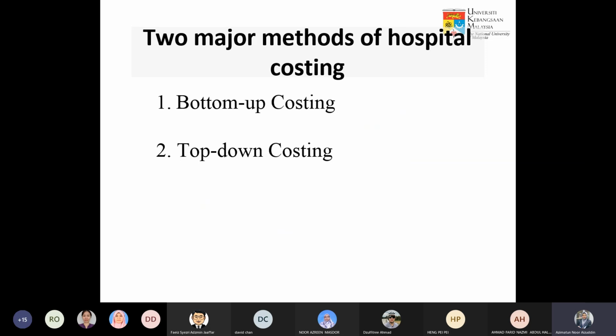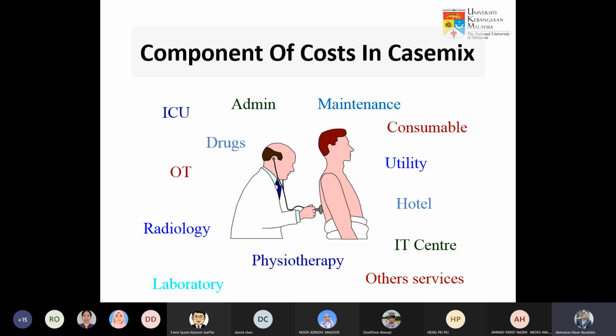Okay, kita mention tadi tu major methods of the hospital costing, bottom up dan juga top down. Okay, so overall all this cost component adalah mengambil kira semua benda. Ya, kita tak miss as much as possible segalanya. Ward itu dalam bentuk hotel lah. Maintenance of the services, even the research. Juga diambil kira bagi hospital research.